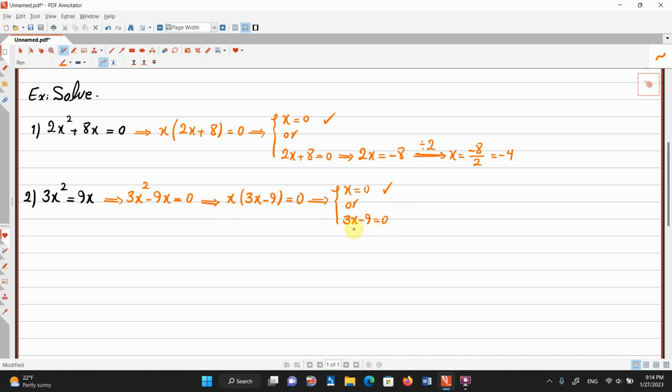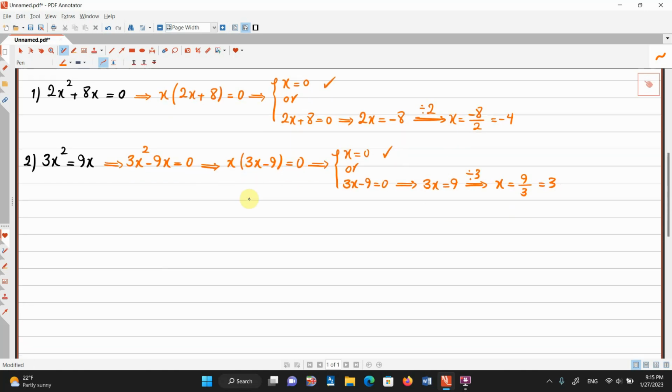And in here, we have to solve this linear equation. To solve the linear equation, you can move negative 9 to the other side to reach 3x equals 9. And from here, by dividing both sides of the equation by 3, the coefficient of x, you can reach x equals 9 over 3, which is 3. And as you see, we got two solutions: x equals 0 and x equals 3. The method I used here is the best way to solve this type of incomplete equations.